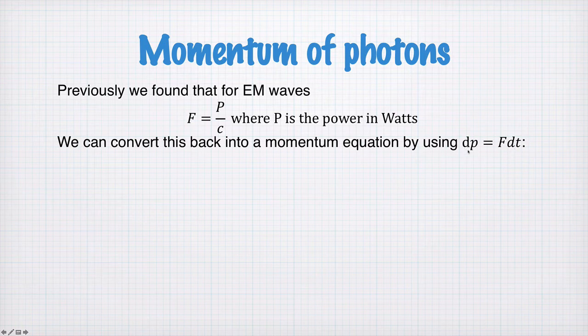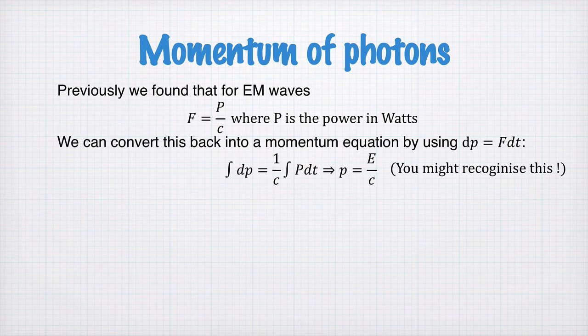So it means a little bit of momentum is force times a little bit of time, and we can integrate that up and say the integral of dp, which gives us the total momentum, is 1 divided by the speed of light times the integral of the power dt. Now the integral of the power over time is nothing more than the energy. So that means the momentum must be equal to the energy divided by the speed of light.